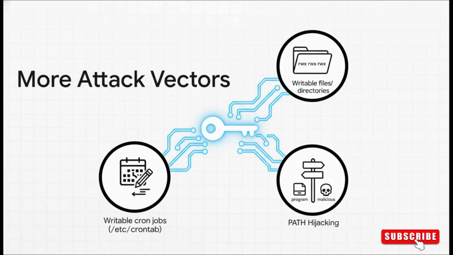Or what about path hijacking? This one is super clever. The path variable tells the system where to find commands. If we can trick it into looking in a directory we control first, we can create a fake version of a common program. The next time the root user runs it, they're actually running our code. Every single one of these is another potential doorway to full control.